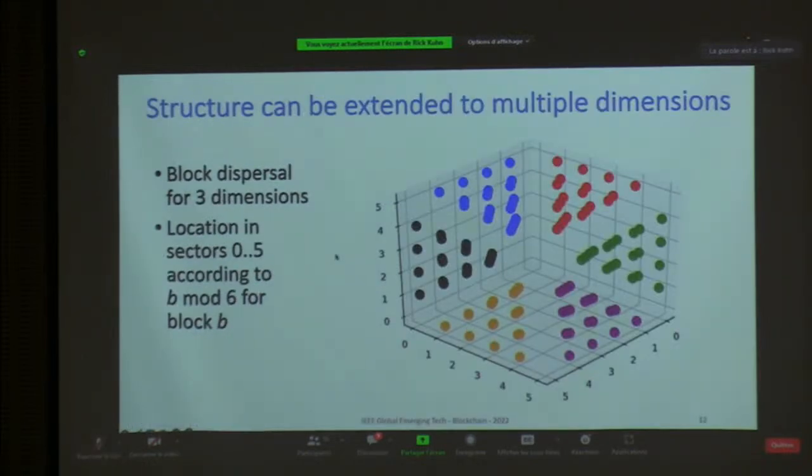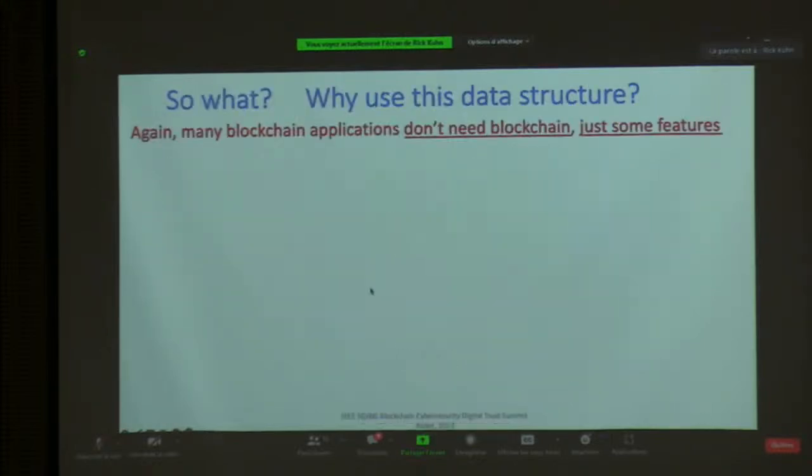Now, the structure, as shown earlier, is in a matrix, 2-dimensional form. We can also extend this to multiple dimensions, or however many we want. This is just a visualization of how it would be extended to 3 dimensions. In that case, we get 6 sectors of different values.